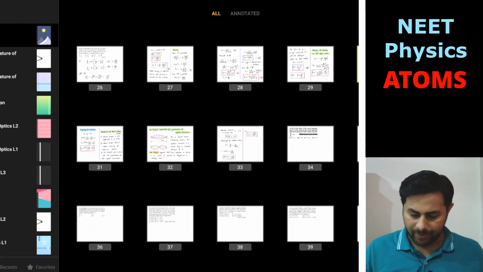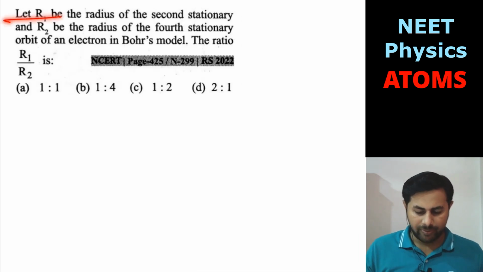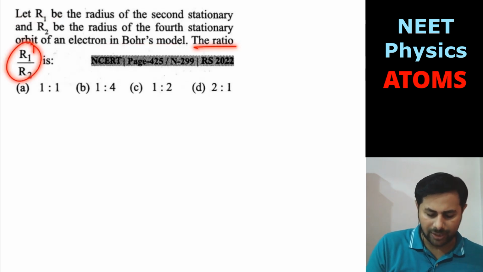Let us see a couple of questions based upon this. Let r1 be the radius of the second stationary orbit and r2 be the radius of the fourth stationary orbit of electron in Bohr's model. The ratio of r1 to r2 is, tell me.